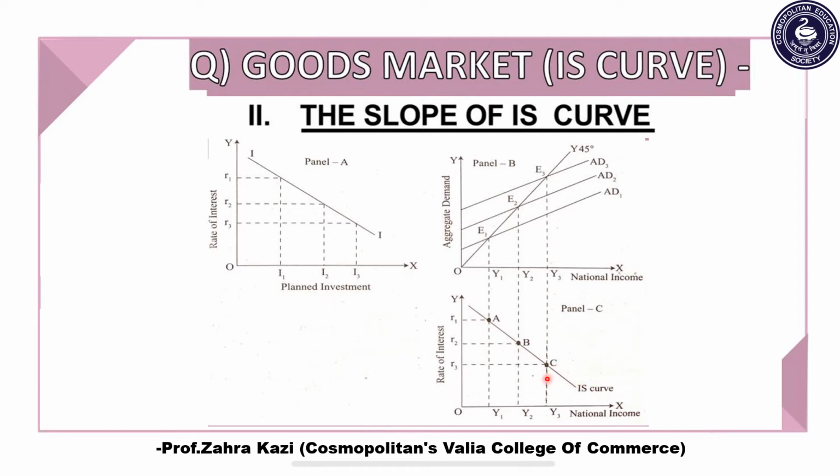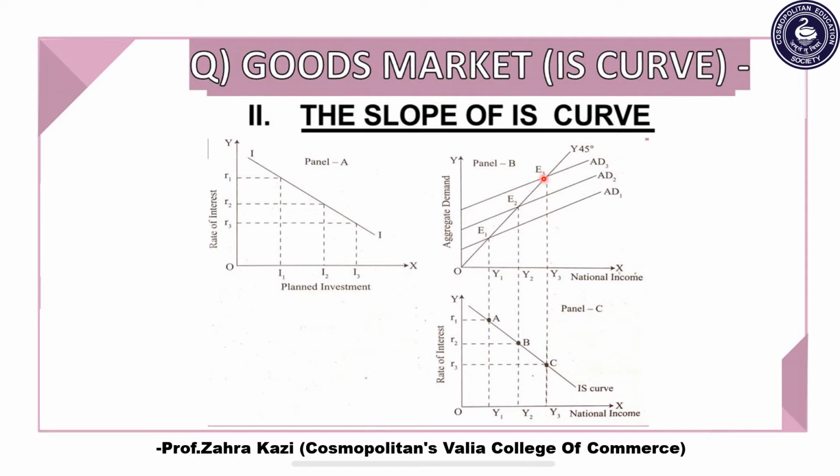Why? This is because, look at panel A, a fall in the rate of interest from R1 to R2 to R3 results in an increase in the level of investment, from I1 to I2 to I3, thus shifting the aggregate demand upward.